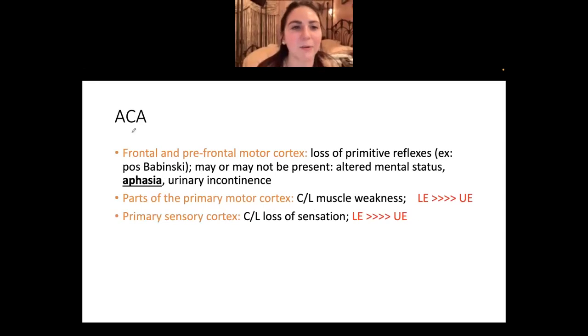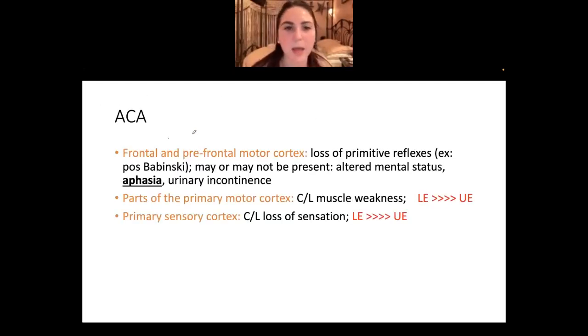But at least for today, remember on that one slide I had, it affects the frontal and prefrontal motor cortexes, the primary motor cortex, primary sensory cortex. How's that going to look on a stroke? If I'm taking out the frontal and prefrontal motor cortexes, if I completely lose blood supply of my ACA, I'm going to lose primitive reflexes. So I'm going to have a positive Babinski sign.